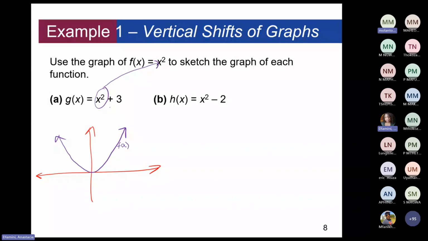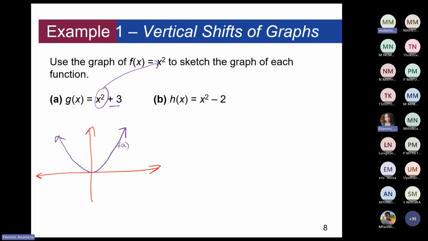Because I added 3, where am I going? Up or down? Upwards. And which value is affected? The value of x or the value of y? We are adding 3 to the value of x or the value of y? The value of y. Well done.